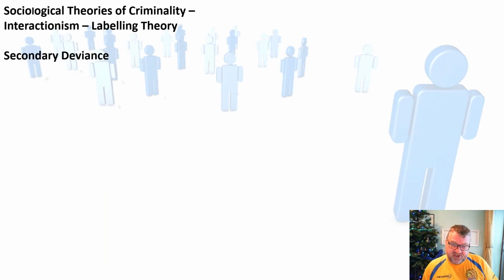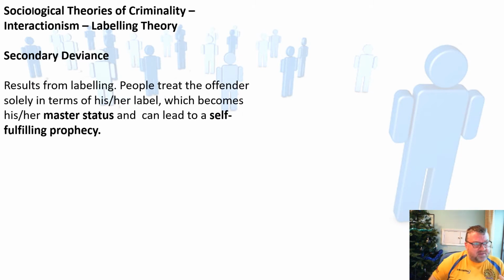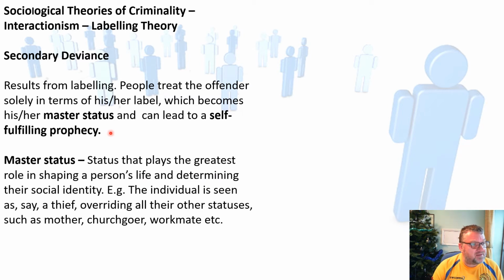When we get through to secondary deviance, that's a bit more severe. And that, it's argued, results from labelling. People treat the offender solely in terms of his or her label, which then becomes his or her master status, which can then lead to a self-fulfilling prophecy. Now these phrases, master status and self-fulfilling prophecy, are important. You need to be able to use them if you're talking about labelling theory.